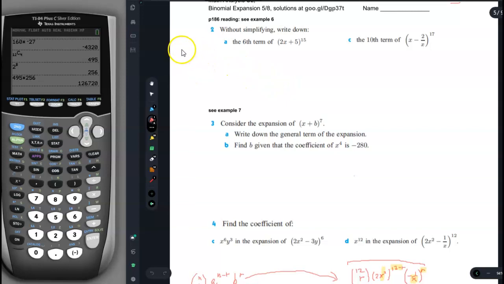We're just going to use the general term formula from the previous page. Remember the general term formula? It's written in the formula booklet, so you don't need to memorize it. You just need to know where it is. Okay, so there it is, general term formula.